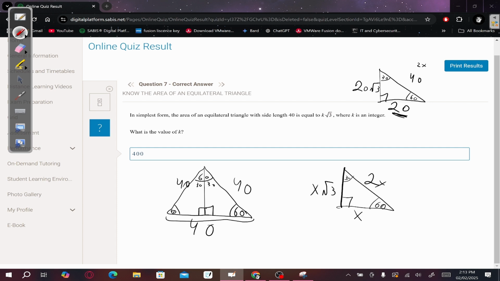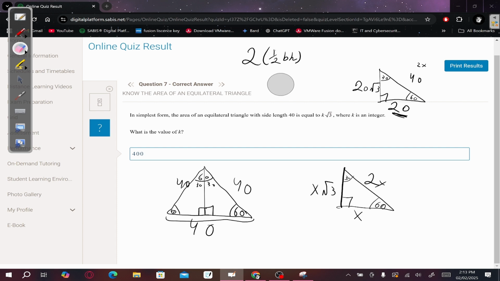Now, we can do half base times height. So we know that our base is 20, and we know our height is 20 radical 3. However, since we have two of these triangles and they're congruent, because of the AA postulate, or we can also do SAS or SSS, they're both similar anyway, and with every congruency theorem or postulate, you're going to find that they're congruent. So we're going to do 2 times half base times height. Okay, which if you distribute the 2 is just going to be base times height.